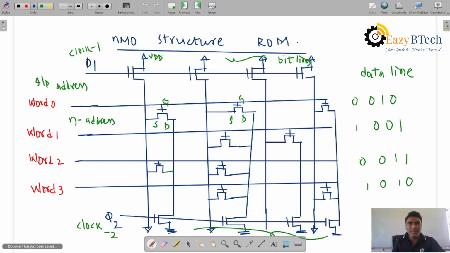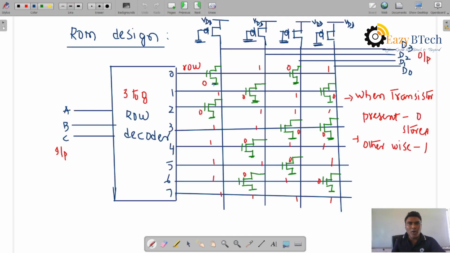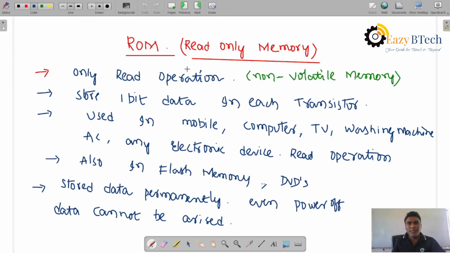In the NMOS structure ROM, the data column is where data is stored, and horizontal is the address line selection. When the transistor is present, 0 is stored, otherwise it should be 1. In this ROM design, there is a row decoder selection. According to the address line, the output lines are stored. When an NMOS transistor is present, the data stored is 0. ROM is a permanent data storage. It stores 1 bit data per transistor, and is used in flash memory.